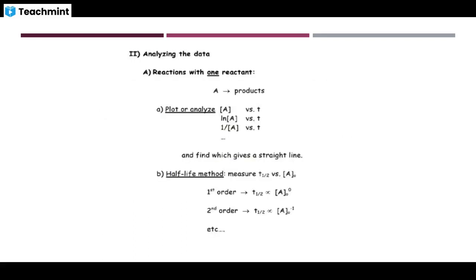First, you should collect the data. The second, analyze the data. Reaction with one reactant: A gives product. So plot the analyte. Plot concentration of A versus t, ln A versus t, 1 by A versus t.